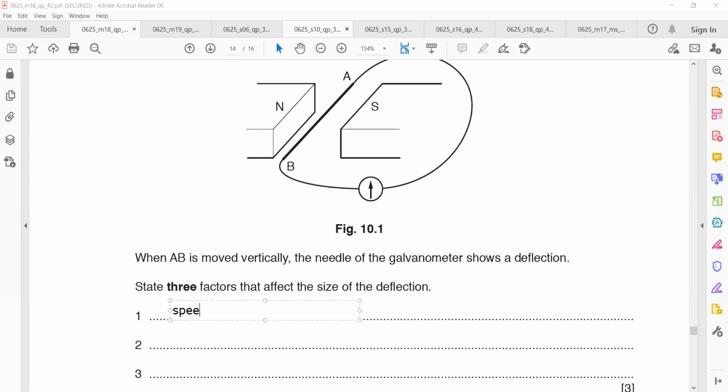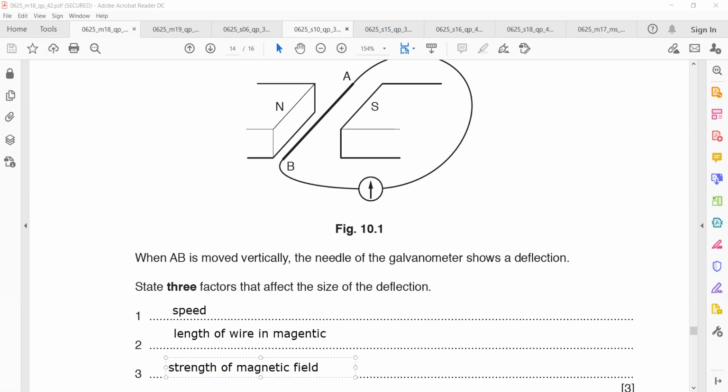the speed, if you change the speed, there's a change in magnetic field, greater change, greater induced EMF. The size, the length of a wire in a magnetic field, that also affects the higher induced or lower induced current or voltage. And the third factor, the strength of the magnetic field. These are the factors which affect the induced EMF.